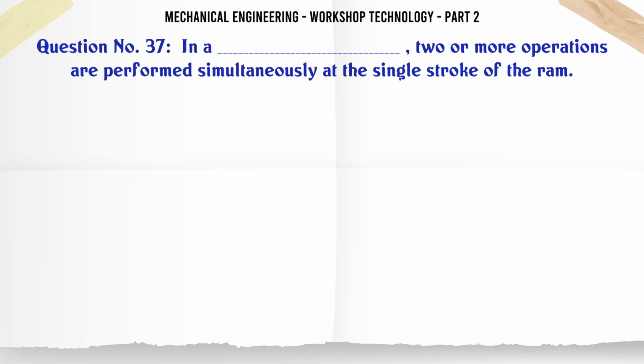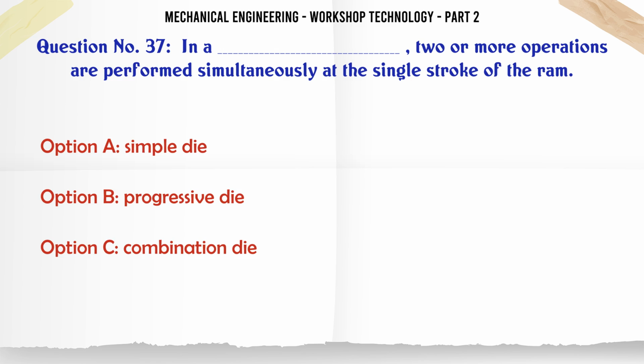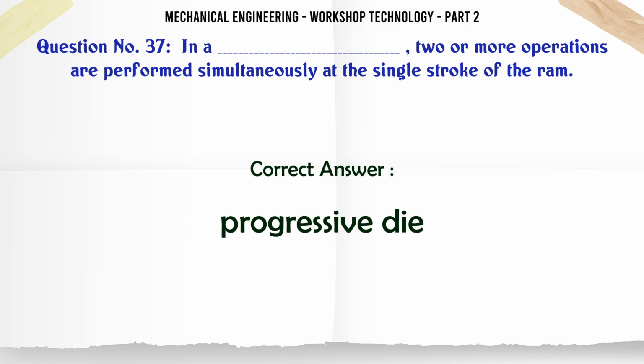In a die, two or more operations are performed simultaneously at the single stroke of the ram. A. Simple die, B. Progressive die, C. Combination die, D. Compound die. The correct answer is progressive die.